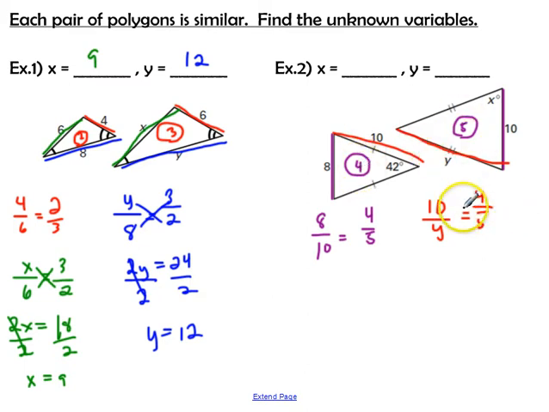So let's go ahead and cross multiply. 5 times 10 is 50. Y times 4 is equal to 4y. Then when we divide both sides by 4, we get y is equal to 12.5.